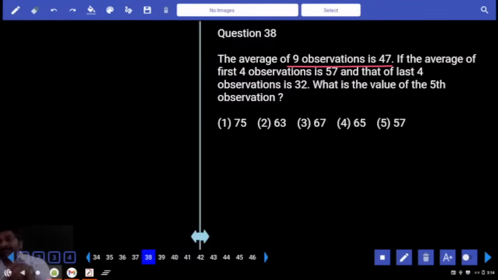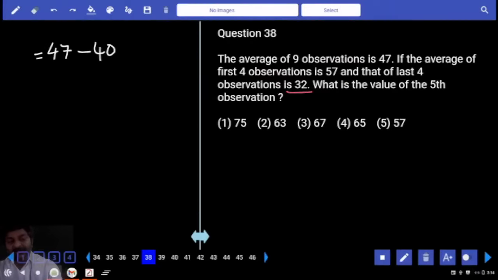Average of all 9 numbers given as 47. So I'll take 5th number also 47 according to equality concept. First 4 numbers average 57, which is more than the actual average. How much more? How many numbers are there? 4. 4 into 10, 40 more. As it is reverse effect, we will subtract 40.